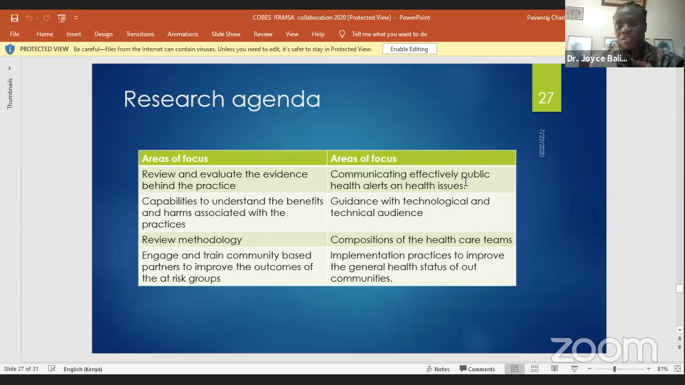Composition of the healthcare teams. For the first time, we hear mention of all the 8 cadres that we train at the College of Health Sciences managing COVID-19 patients. It just goes to show that we have to even re-strategize what our research skills should be and what we should actually be promoting. Last but not least, implementation practices to improve the general health status of our communities. Where are our communities? We've already said they are anywhere, everywhere. And therefore we have to be dealing with anyone, anywhere, everyone, and all those cadres. That is our research agenda, which I'm now putting out to IFAMSA to think about seriously.